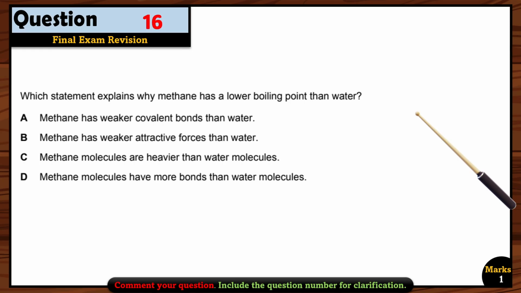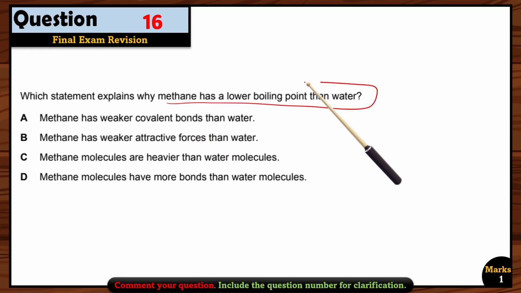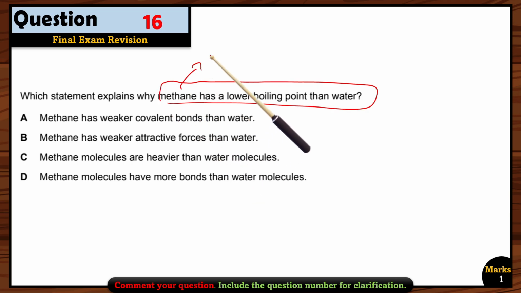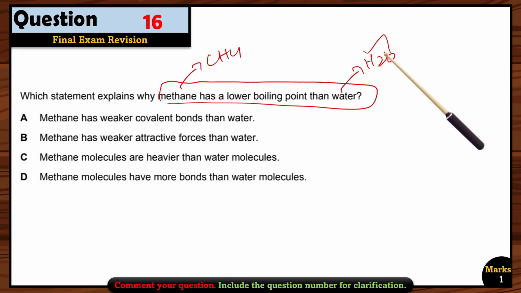Let's see another question. This is also related to intermolecular forces. I'm just giving you 2 or 3 examples so the concept is clear to you. Which statement explains why methane has a lower boiling point than water? If you see, methane is CH4. It's also a covalent compound. Water is also a covalent compound because it's made up of non-metals. This one is also made up of non-metals. So it means both are covalent compounds. So why does one covalent compound have a lower melting point than another covalent compound? Again, the reason behind it is the weak intermolecular forces.